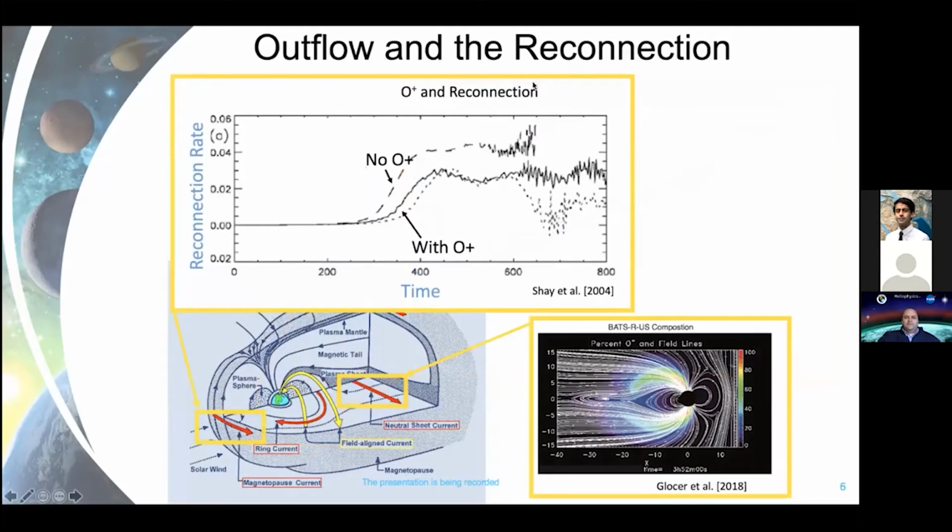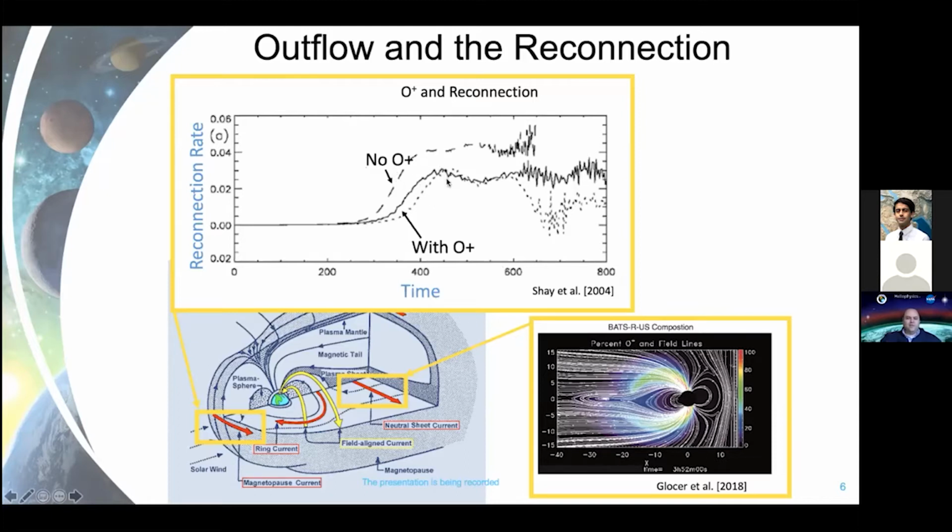So it's not just important for the ring current, it's also important for the reconnection dynamics. At the upstream magnetopause, you have dayside reconnection, and you have nightside reconnection in the magnetotail. And we know that the presence of O+ can affect the ionospheric outflow. This is an example of that from a paper by Shea et al.